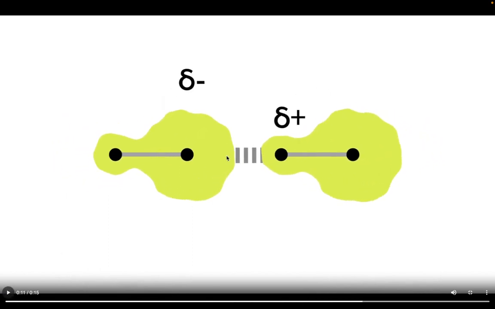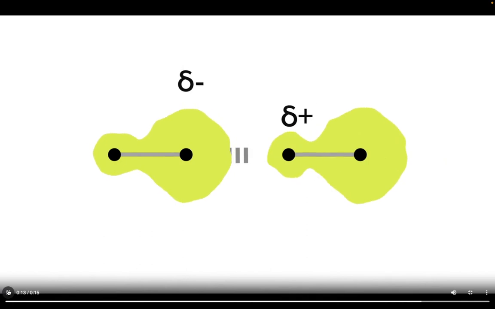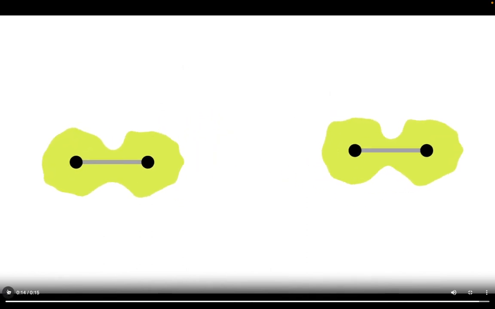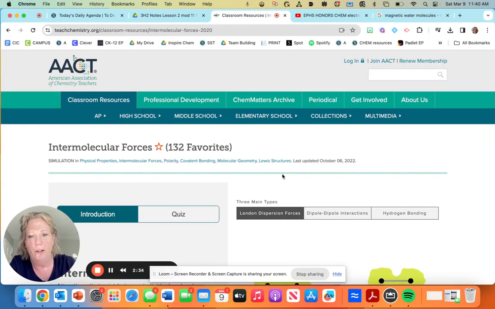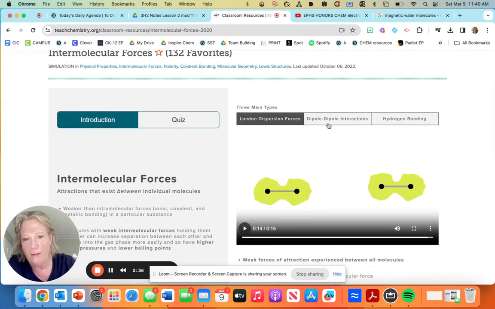Right there, the gray dashed lines are the intermolecular force that we're talking about. And this is for the dipole-dipole. So that's a temporary dipole. They quickly switch, and then all of a sudden the other end is the opposite charge.